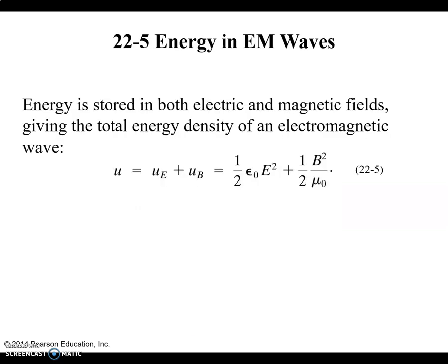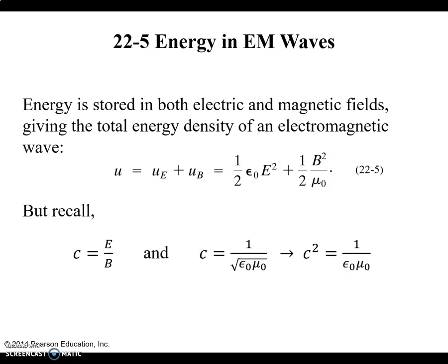Recall that the energy density for an electric field is 1/2 of epsilon naught times the electric field squared. Also remember that the energy density for the magnetic field is 1/2 of the magnetic field squared divided by mu naught. So the total energy density would simply be the sum of the two. This is the simplest and most straightforward way to calculate the energy density of an electromagnetic wave.